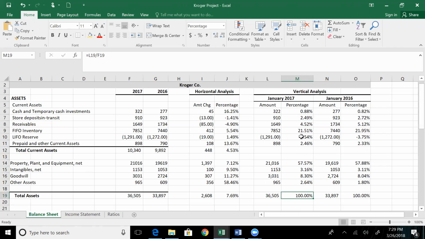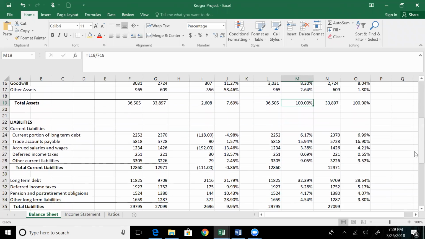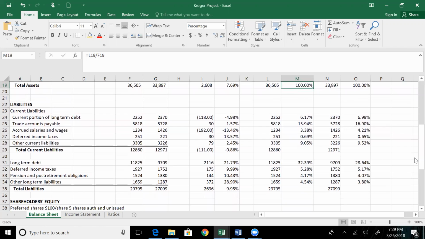But the interesting thing that you can see from this is that our inventory that we use under the FIFO method accounted for just under 22% of the total current assets. And so then you can just kind of see how they set this up. Here's the remainder of the balance sheet, the liabilities, calculating the horizontal and the vertical next to it.